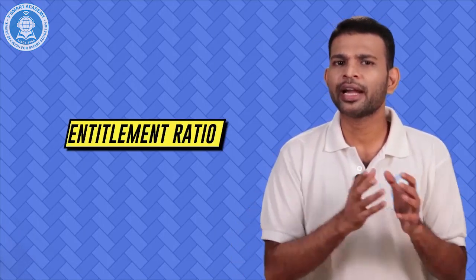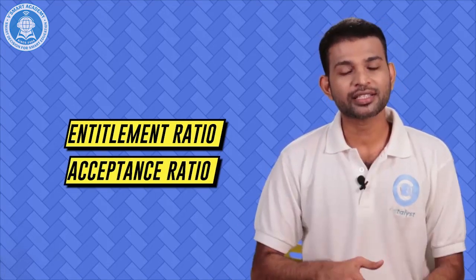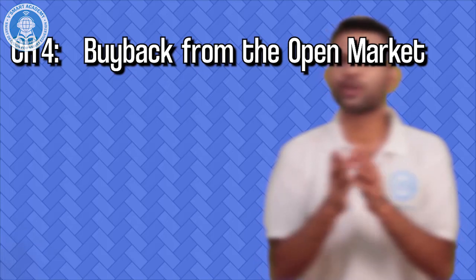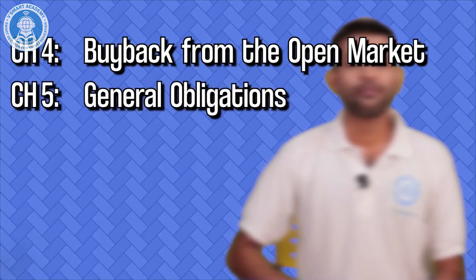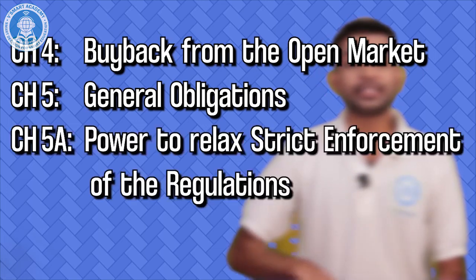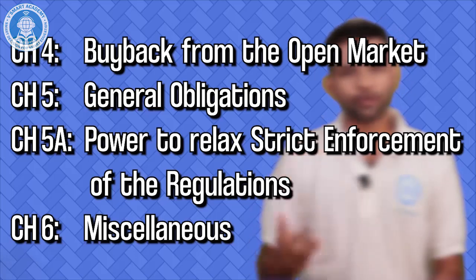Hi, in the previous video we discussed the concepts of entitlement ratio and acceptance ratio. In this video we shall discuss Chapter 4 Buyback from the open market and Chapter 5 General obligations. We shall also discuss briefly Chapter 5a and Chapter 6. Let's start with Chapter 4.